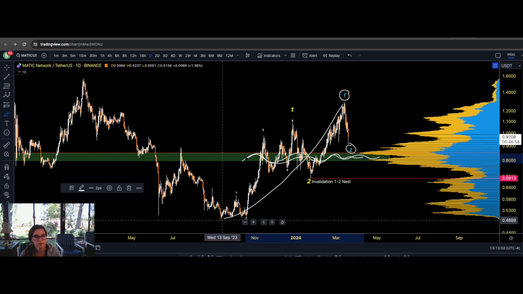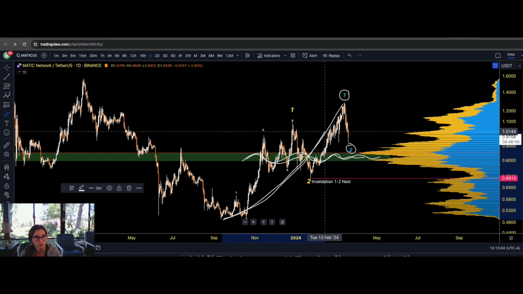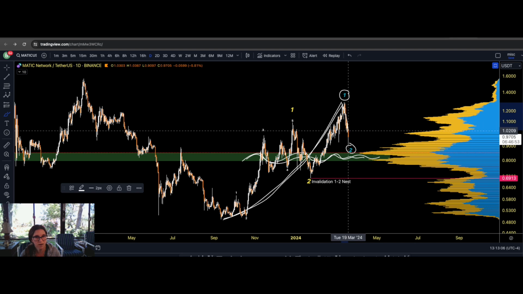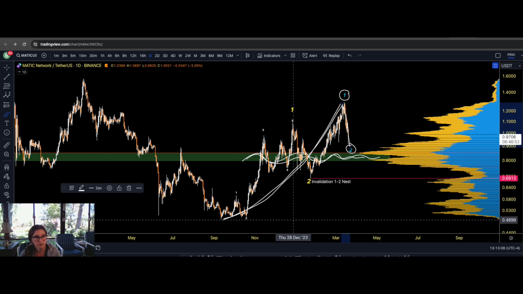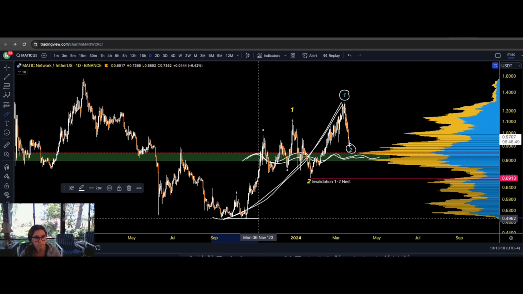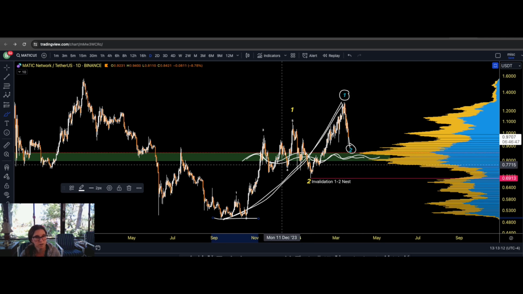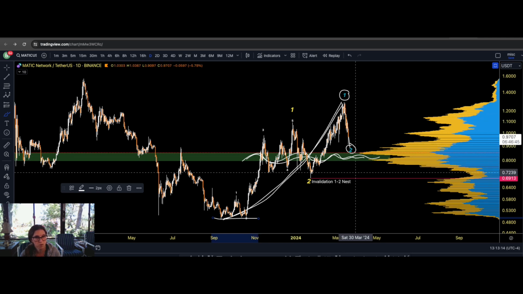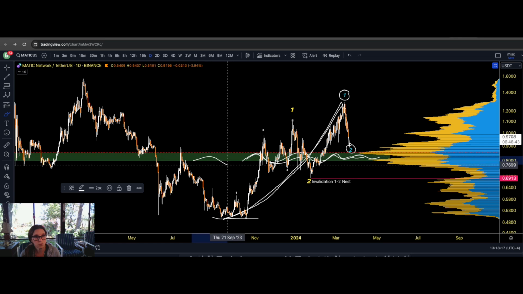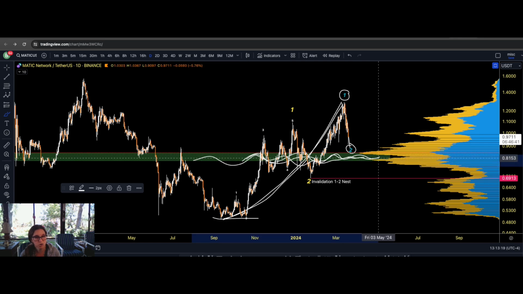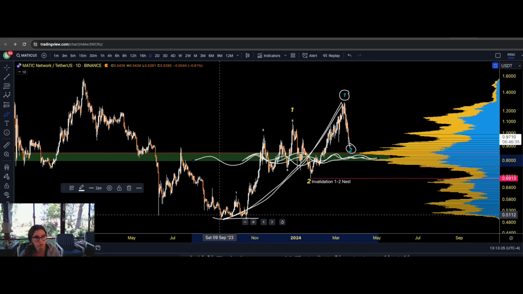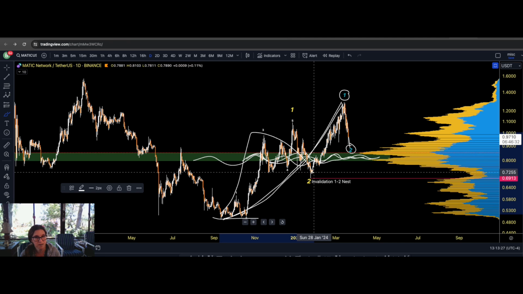Now, of course, if this entire structure is a wave 1 and it's pulling back for a wave 2, complete invalidation is breaking this low. But I can say from experience that coming back through support, breaking through what is potentially already established, is not bullish, and it will lead to thinking that this structure was just an A, a B, and a C wave.